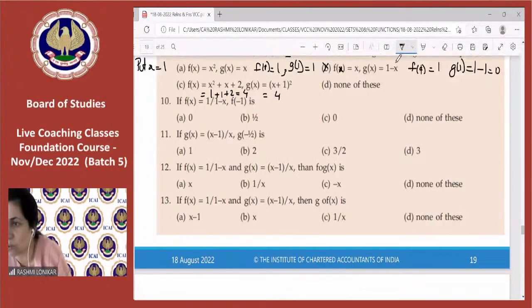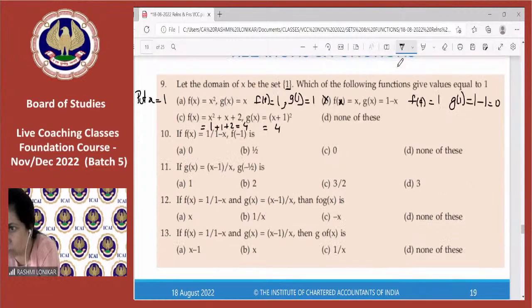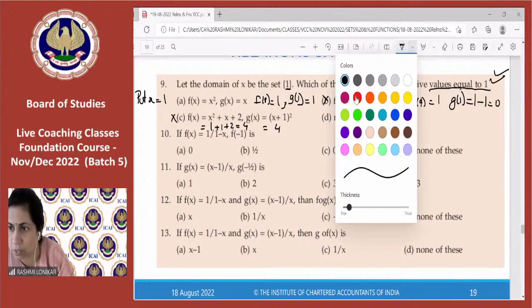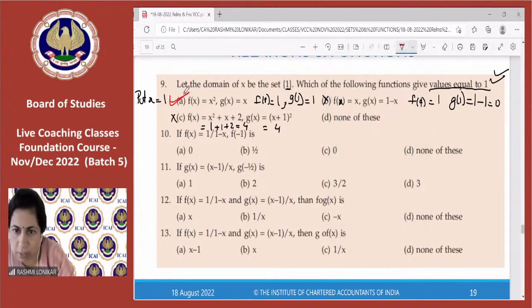Which of the following functions gives a value equal to 1? They are asking you to find out equal to 1. So here you are getting one value, f of x is 1, but g of x is 0. So B is not the correct answer. What about C? C, f of x is 4, g of x is also 4, but we want equal to 1. So this is also not the correct answer. So in this question, we will have A to be the correct answer. Is that clear?